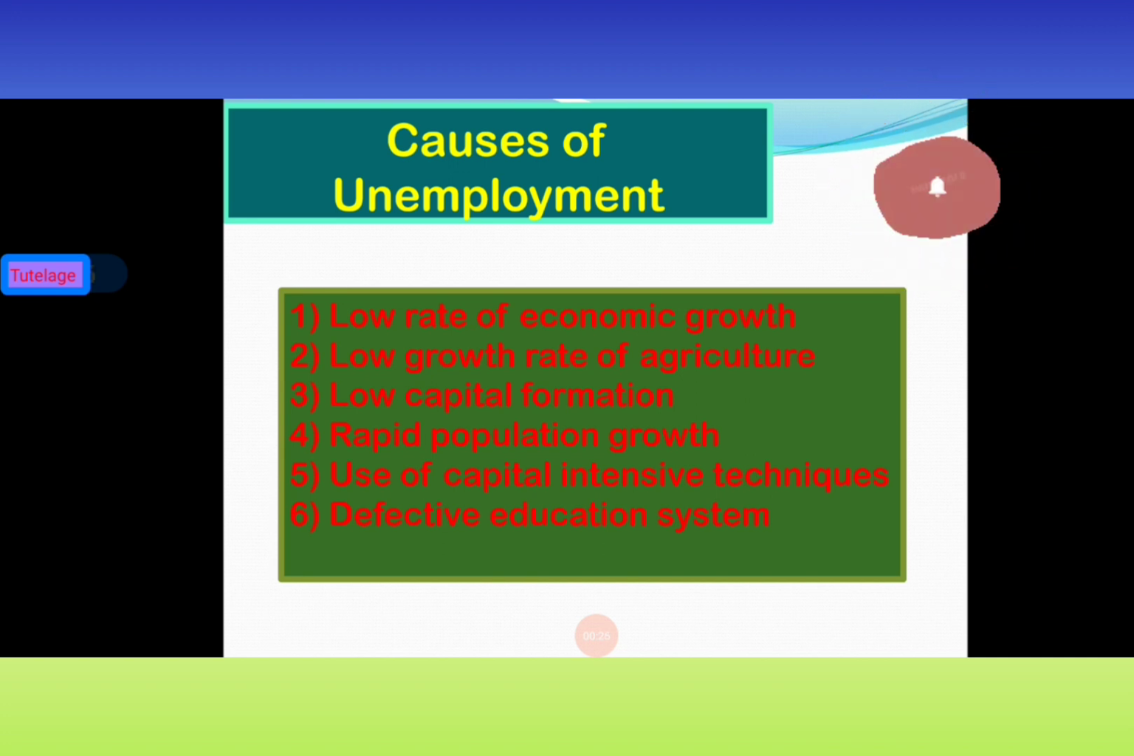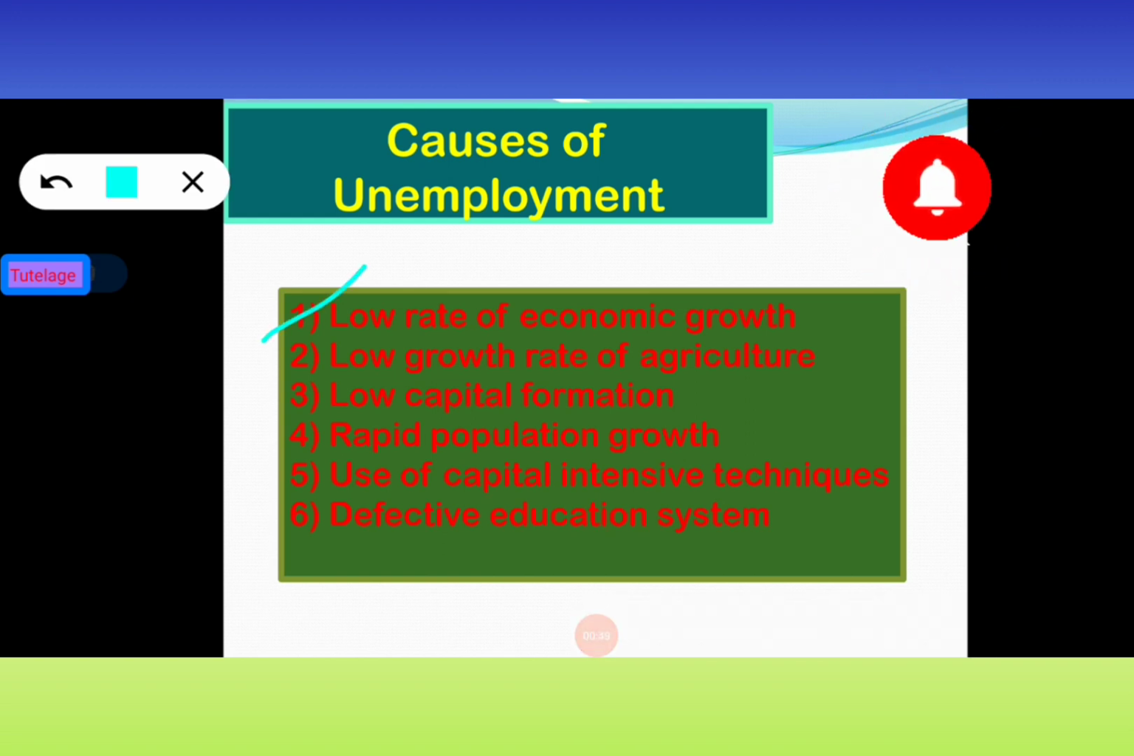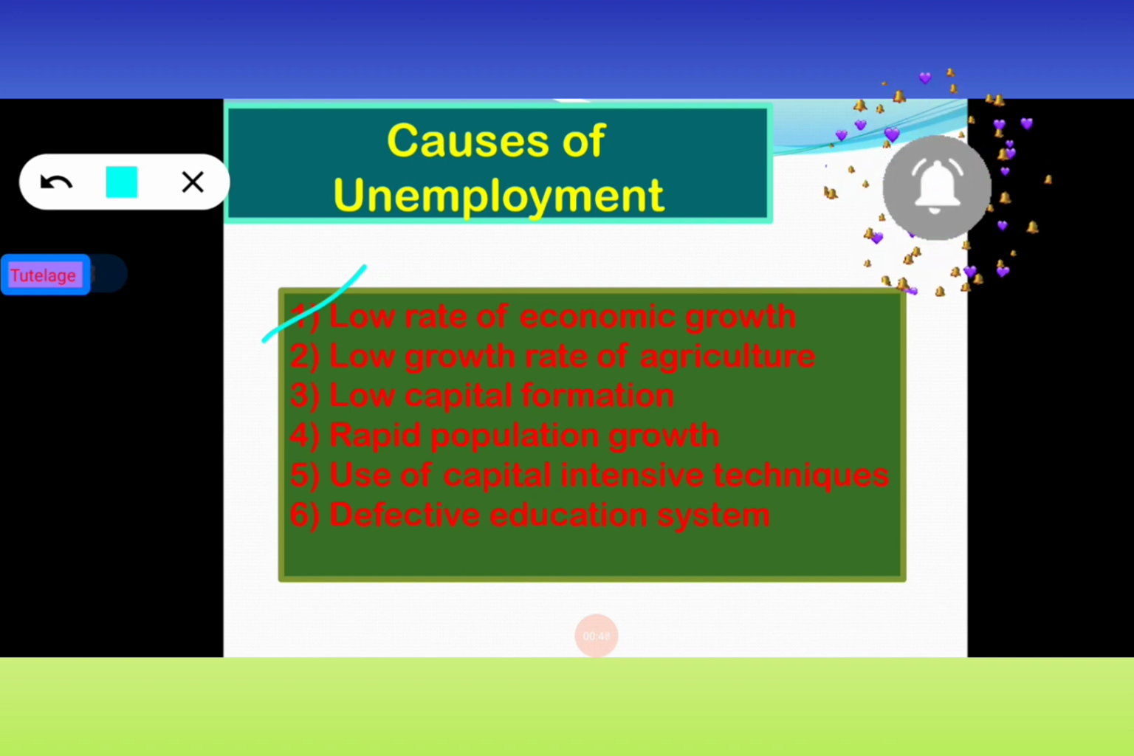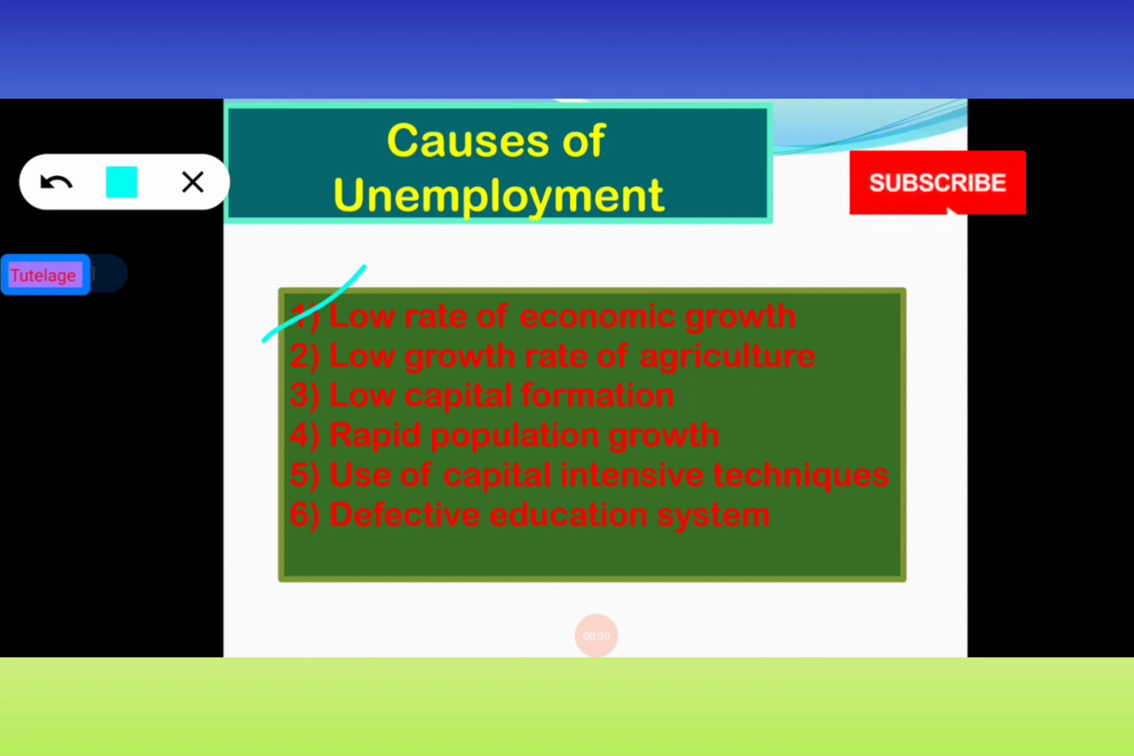In my last session, we told the causes of unemployment, but here we are going to explain every cause of unemployment. Now move on to the first point, and that is low rate of economic growth. The rate of economic growth in the economy has been rather low. The rate of economic growth determines the rate at which new jobs are created. The job opportunities created under the 5-year plan have fallen short of the job requirements of the growing labor force.